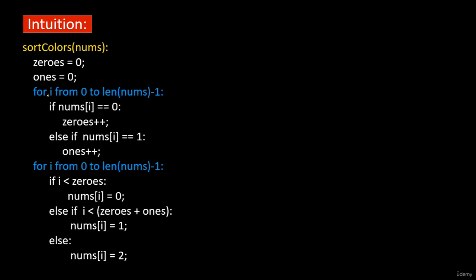Then we have here a loop for i from 0 to length of the array minus 1, and we're using this loop to find out the number of zeros and the number of ones. Then we're running this loop from left to right to update the values. If i is less than zeros, here i is the index number and zeros is the number of zeros we have in the array. Else if we're checking if i is less than zeros plus ones, that means the number of zeros plus the number of ones. If this condition is true, we're updating the value with 1, else we're updating the value with 2.